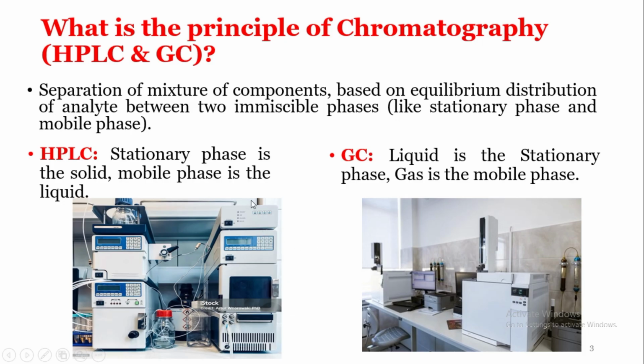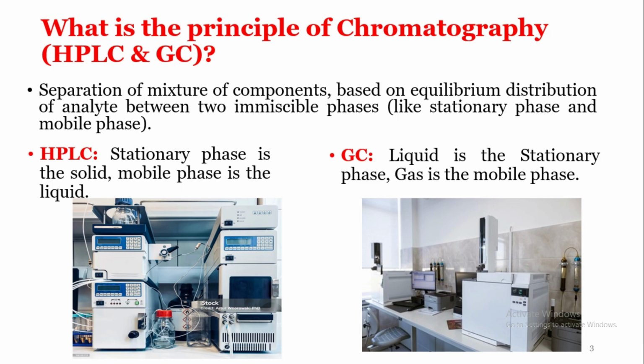What is the principle of chromatography? The next question they will be asking is this: separation of a mixture of components based on equilibrium distribution of the analyte between two immiscible phases. The stationary phase and mobile phase are not miscible with each other, and the sample is also not miscible with the stationary phase. So between two immiscible phases, the separation of the mixture of compounds is based on equilibrium distribution. The distribution equilibrium should be maintained in such a way that it gets separated easily. This is the very basic principle of chromatography.